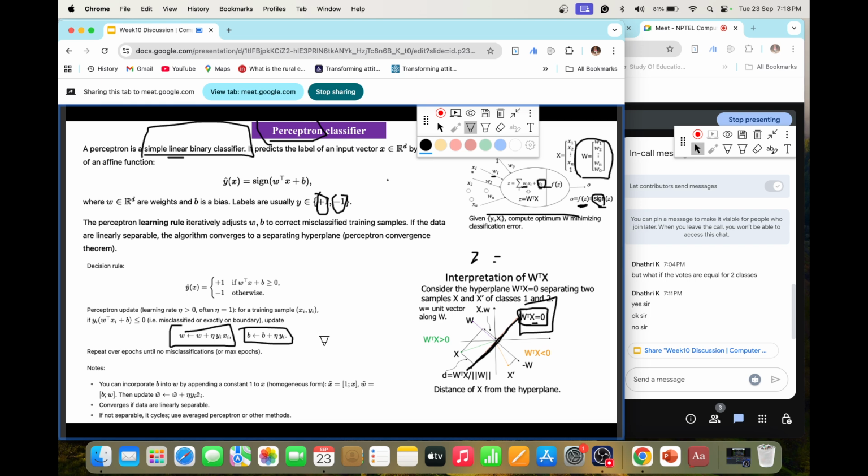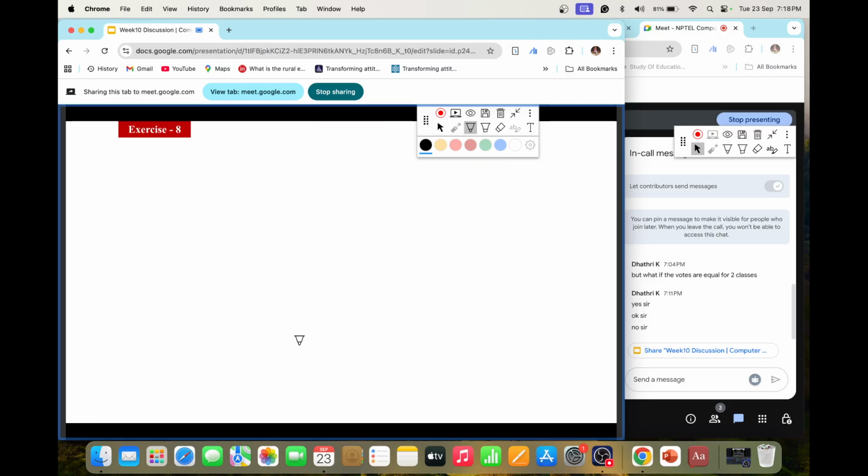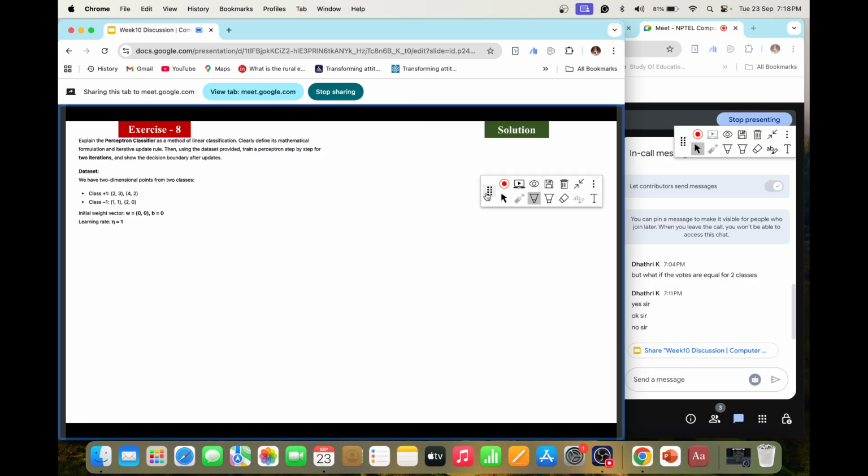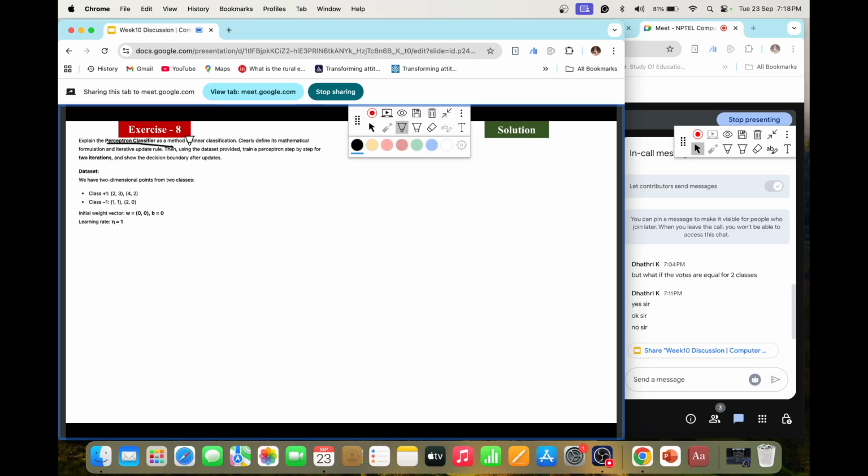And how will we classify the misclassified point? We will do this by updating the weights and bias, because these are the parameters. So we have to update them by this formula. So this is regarding the perceptron learning algorithm. Okay. Now let's see this with the help of a question that will be much clearer to all of you. So: explain the perceptron classifier as a method of linear classification.